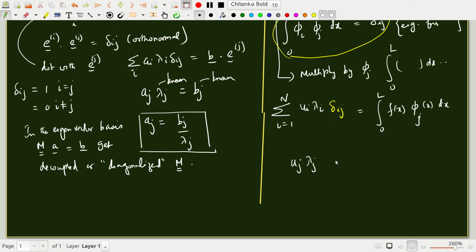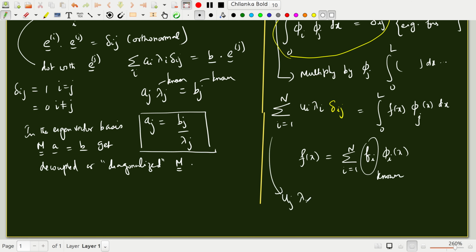You can think of this as follows, and let me just take one extra step. If f were to be expanded in the same eigenbasis, as the sum of fi phi i, and if I substitute this here, then these are known coefficients. So from here it's uj lambda j, and again you will have a delta function. This is fj, so uj, the unknown coefficients, is nothing but fj by lambda j.